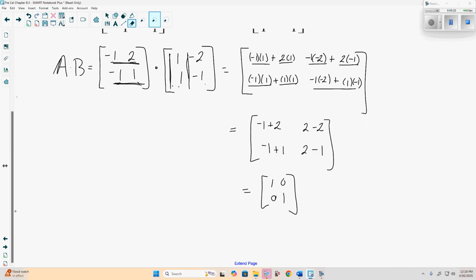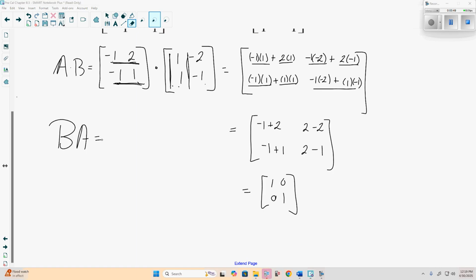The other way we can check is we can also do B times A. Because it doesn't matter the order in which we multiply these two, we should get the identity either way. One, two, negative 1, 1, 1.